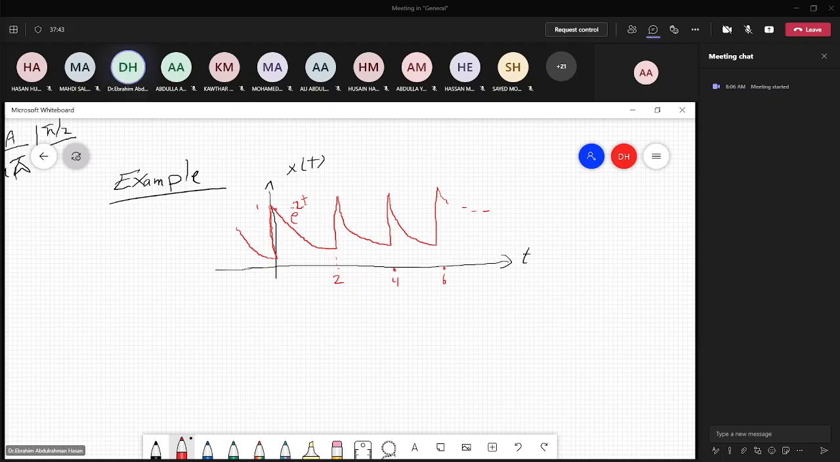We want to find the Fourier series coefficients. Okay, Fourier series coefficients, it means that directly AK.